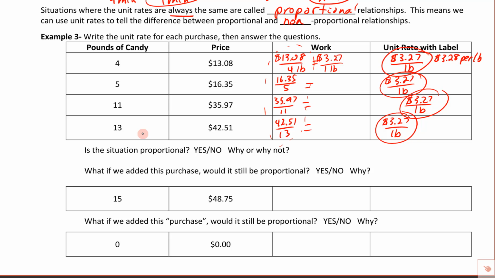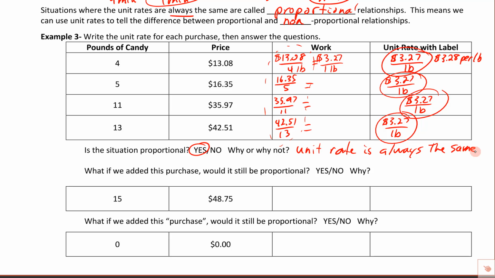So the next question is, is this proportional, yes or no? Well, the unit rate is always the same, so that's going to be a yes. And we're going to say the reason we know it is, unit rate is always the same. If the unit rate is always the same, it's proportional. If it's not always the same, then it's not proportional.